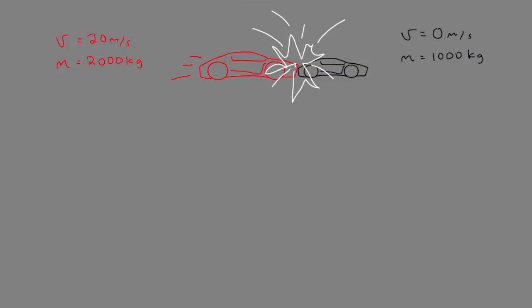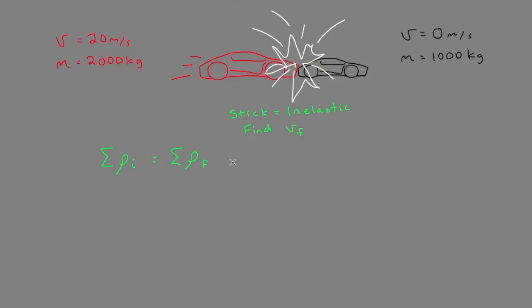Given that the cars stick together, this makes it an inelastic collision. When the cars stick, we need to find the final speed, call that VF. So we use the equation for conservation of momentum in an inelastic collision. The total initial momentum, or the sum of the initial momentums, equals the sum of the final momentums.